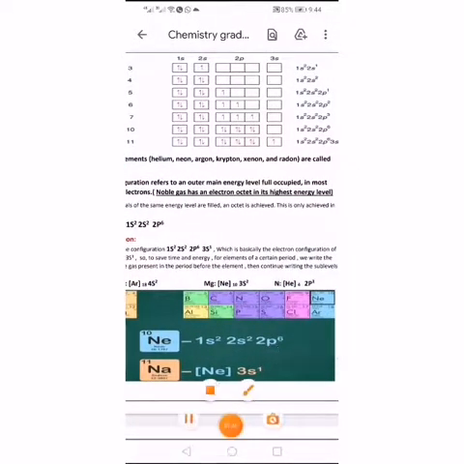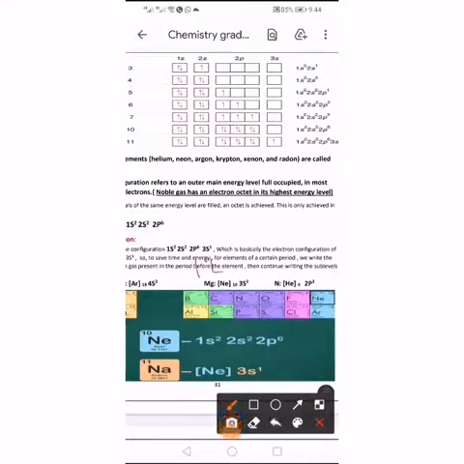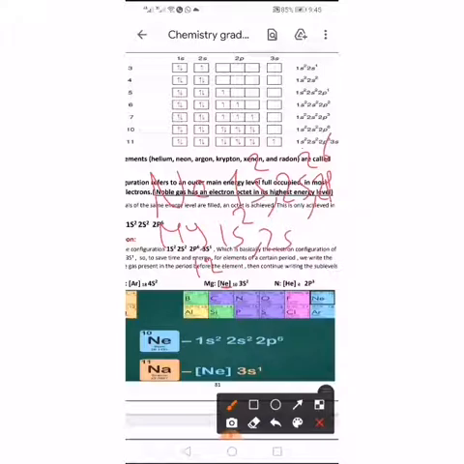Magnesium, look, magnesium is 12. We can use neon, whose electron configuration is 1s2, 2s2, 2p6, while magnesium 12 is 1s2, 2s2, 2p6, then 3s2. So we can remove this and write neon and then add 3s2. So this is the noble gas notation for magnesium.